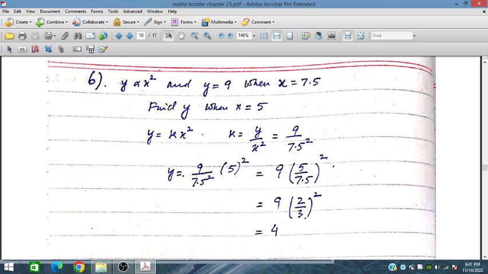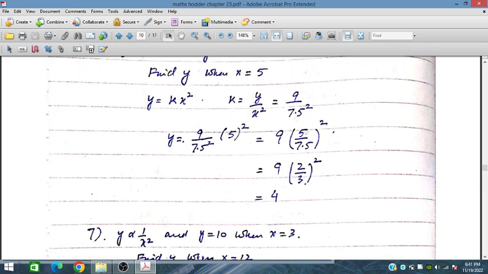Similarly for this one, y is proportional to x squared and y is equal to 9 when x is equal to 7.5. Find the value of y when x is equal to 5. So we have this relation y is equal to kx squared. From this we have obtained the value of k. From this value of k, the value of y can be obtained at x equal to 5. So y is equal to 4 for x is equal to 5.